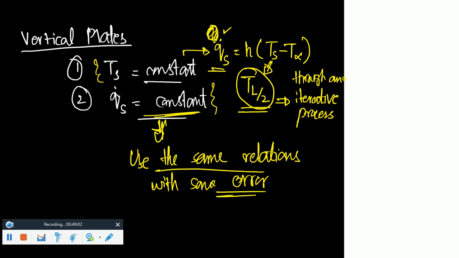It means that you start finding that T L by 2 somewhere in the middle of the plate, and you would choose that value which fulfills these equations. Okay, so it is quite tricky. Again, remember that.